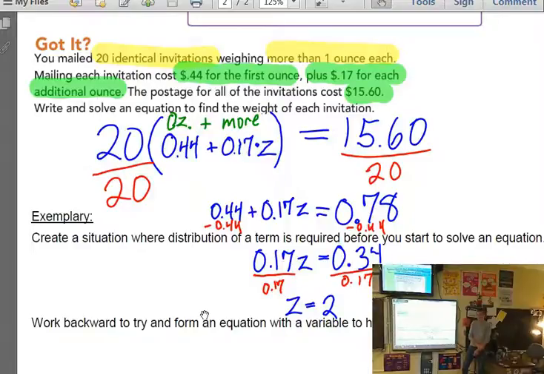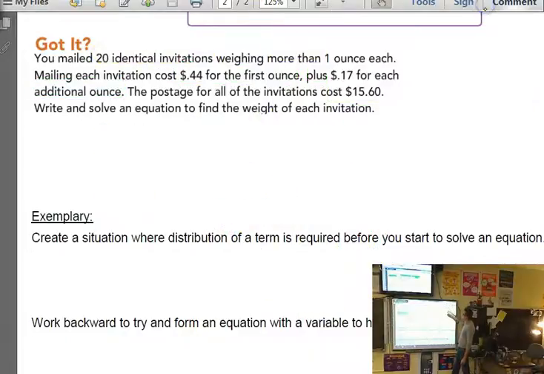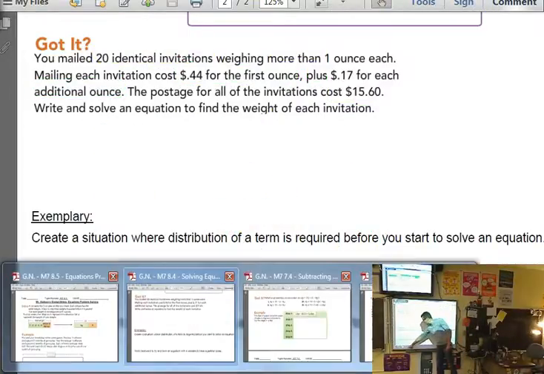You could have distributed first, then subtracted, then divided. It does not make a difference. It's just whatever way you prefer. Flip over to the set 8-5. If we can come back to these exemplaries, we will, if we have time at the end of class.